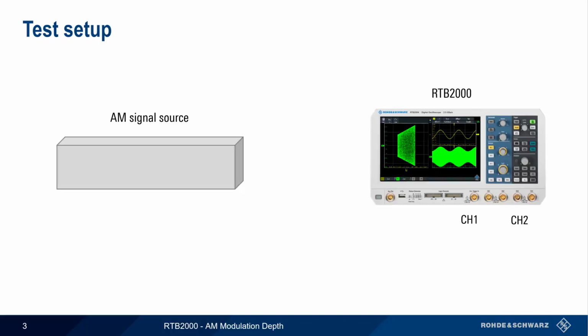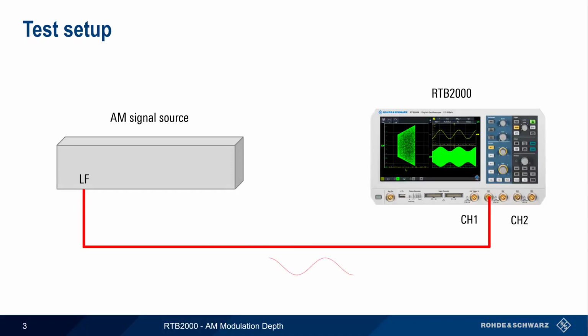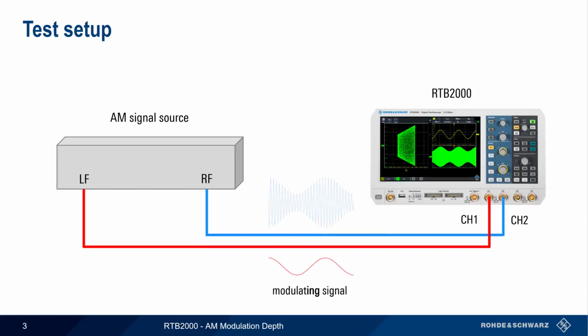To measure AM modulation depth, we'll be using the RTB in XY mode, which means we'll have input on two channels and two connections between our AM signal source and the RTB. We connect channel 1 of the scope to the low-frequency modulating signal, and channel 2 is connected to the radio frequency modulated signal.